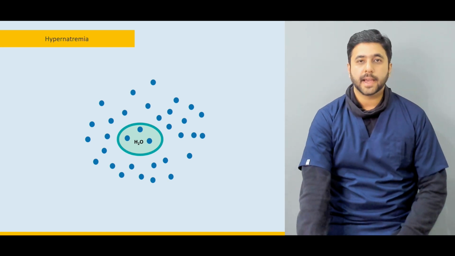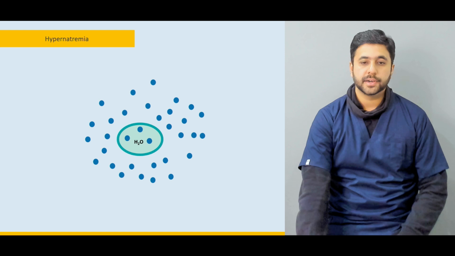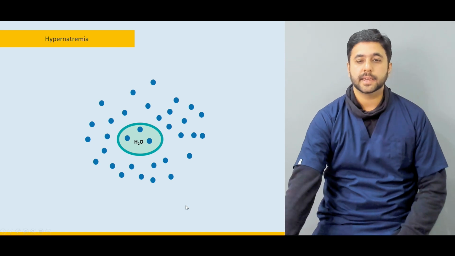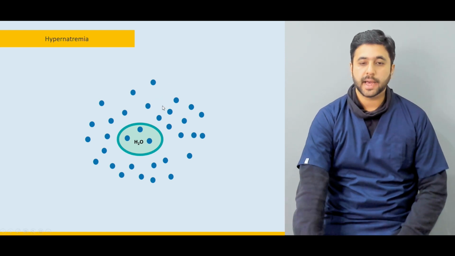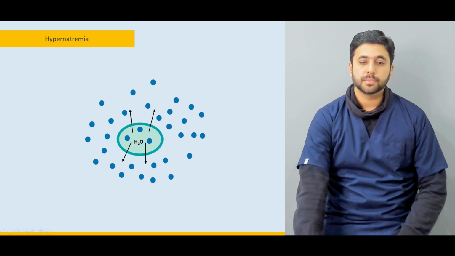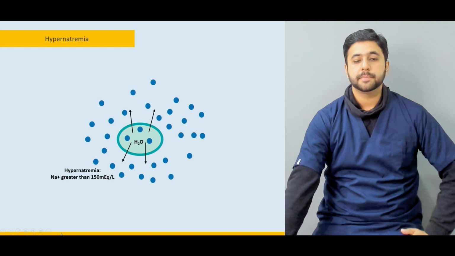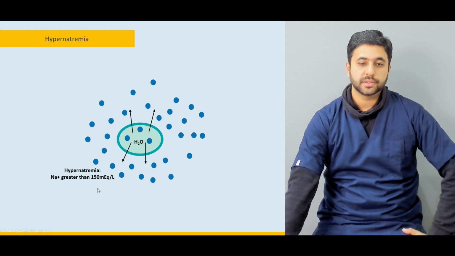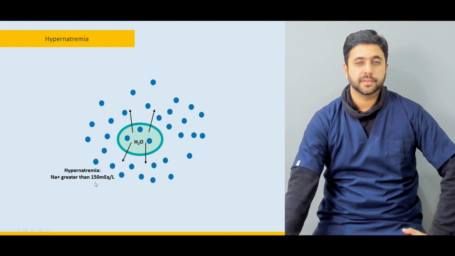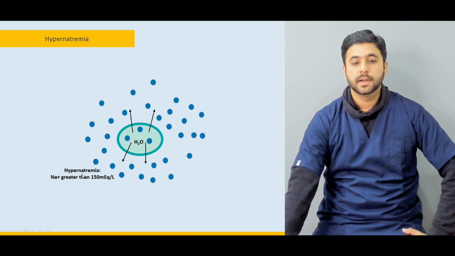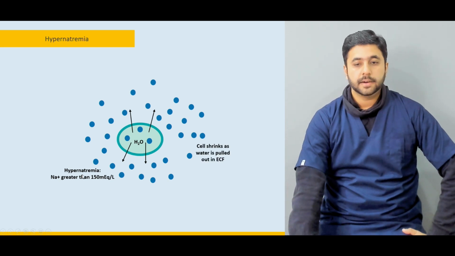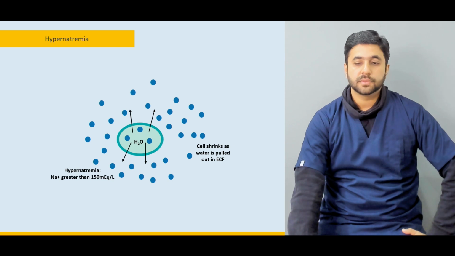This is a schematic diagram showing you what happens with hypernatremia. As you can see, with the greater extracellular fluid osmolality, water will try to move from the intracellular compartment to the outside of the cell. Now this happens generally when the sodium concentration is above 145 to 150 milliequivalents per liter. And as I just told you, cells shrink as the water is pulled out into the extracellular fluid compartment.